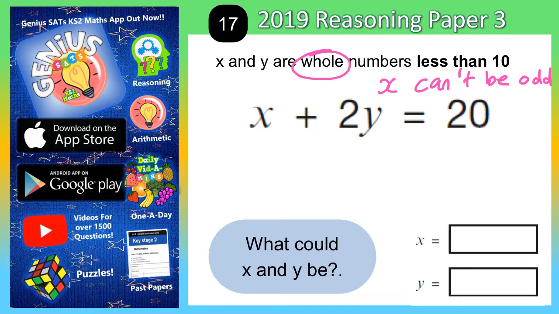So let's just jot down a few examples of what x could be, because there is more than one right answer here. x could be 2. Now if you knock off the 2 from 20, that would leave 18 left. The 18 left would have to be split between 2y, because 2y has got to make 18. So y would have to be 9. So x could be 2 and y could be 9. 2 plus 2 lots of 9 does actually equal 20.